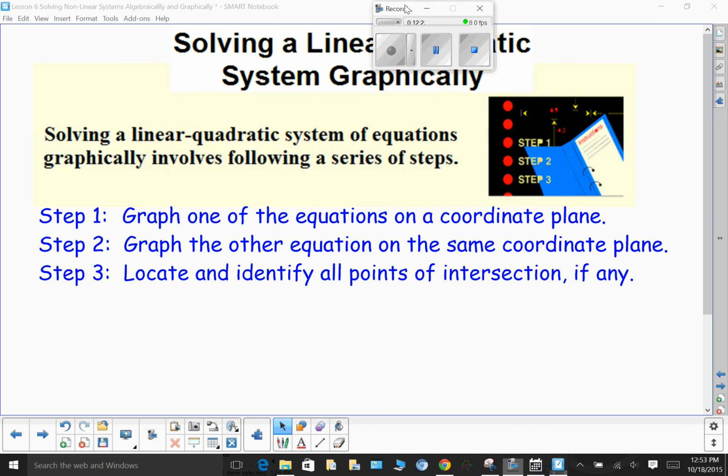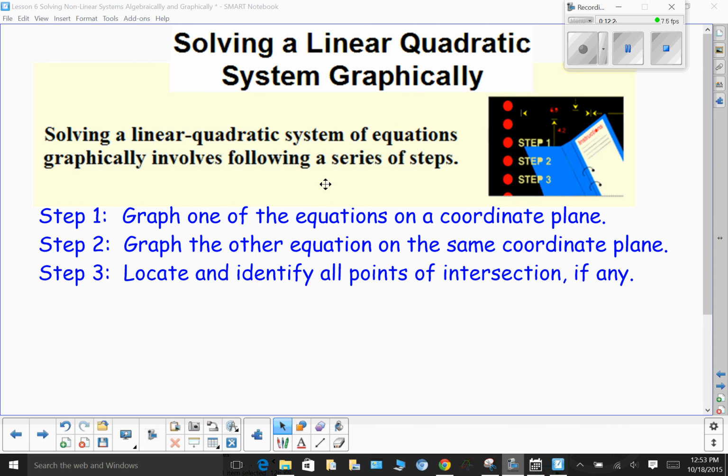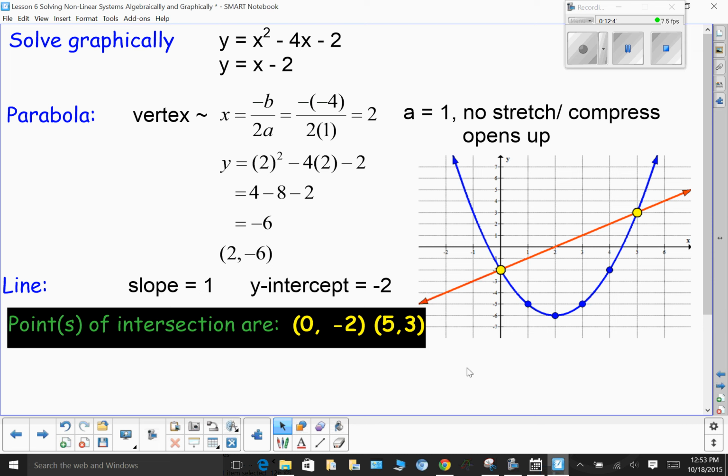Now, solving systems graphically, actually even easier. Step 1, graph one of the equations on a coordinate plane. Step 2, graph the other equation on the same coordinate plane, not on a different one. Doesn't help. Step 3, locate and identify all the points of intersection, if there are any. Remember, sometimes there aren't any. Let's look at a couple.